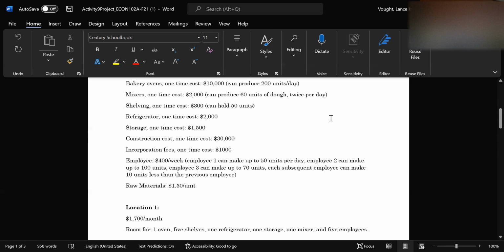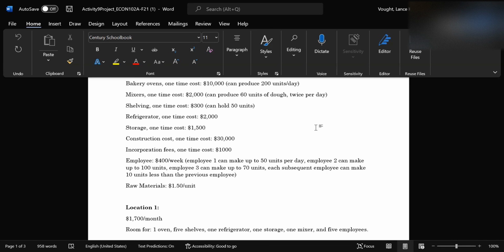So there's only one mixer. So we know that one mixer can only produce 120 units. So I probably don't need more than 3. No, 2. Probably just the 2. Yeah, just the 2. Yep. Because the first 2 can produce 150.